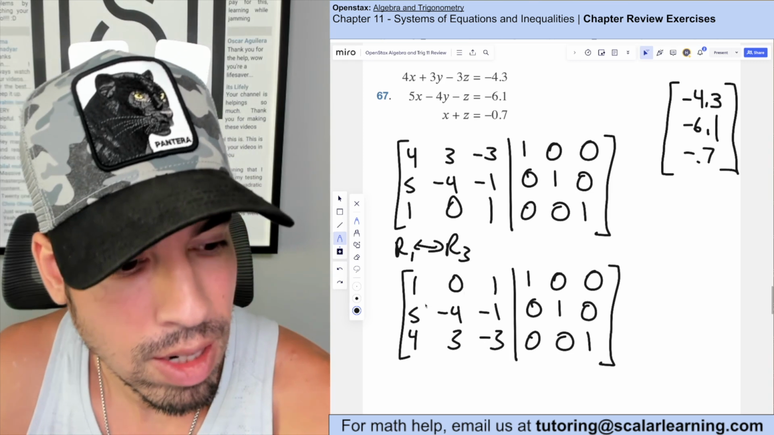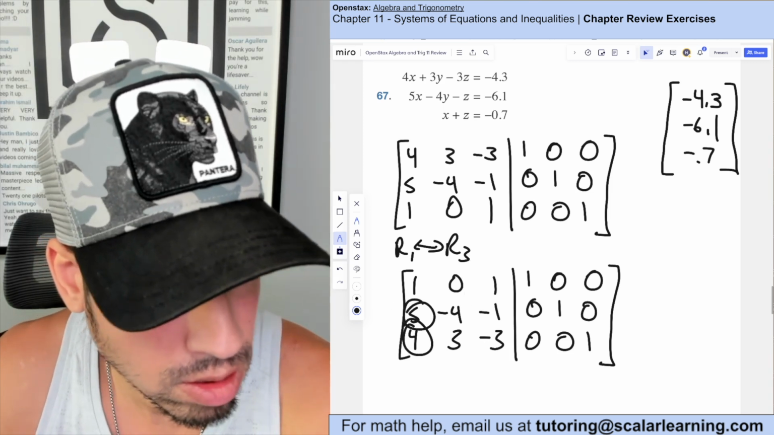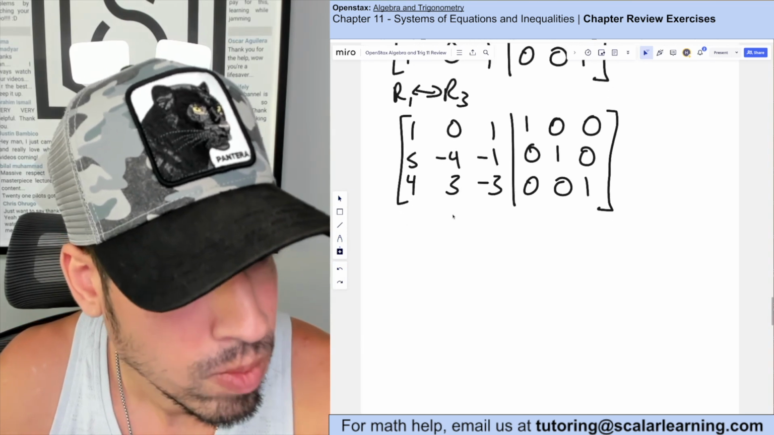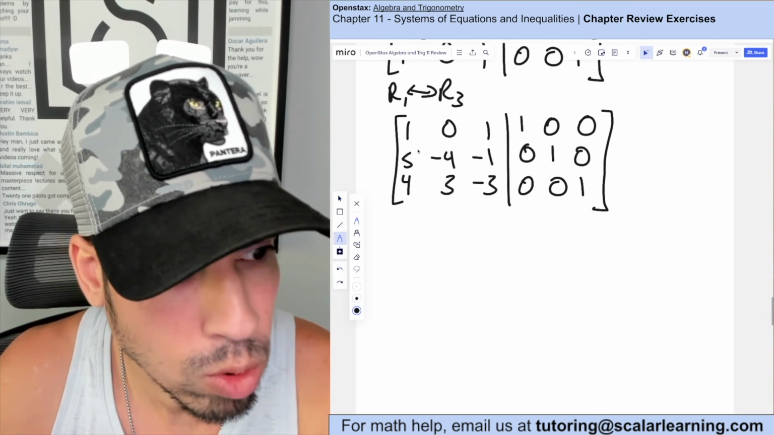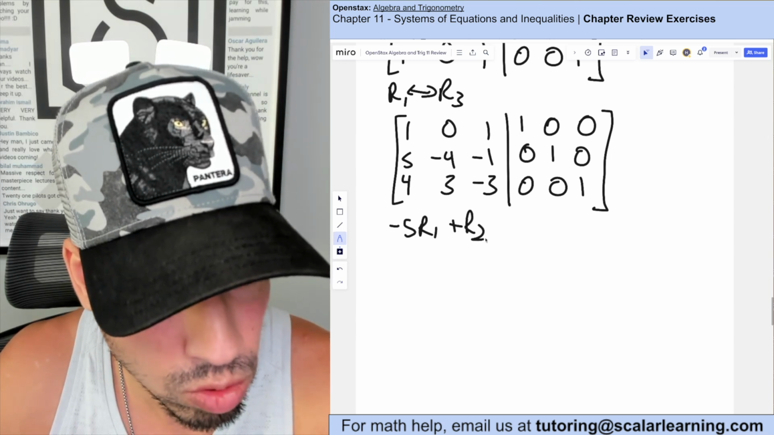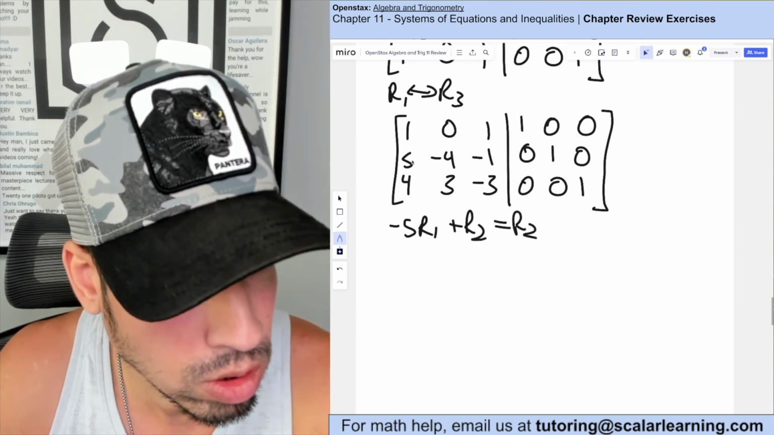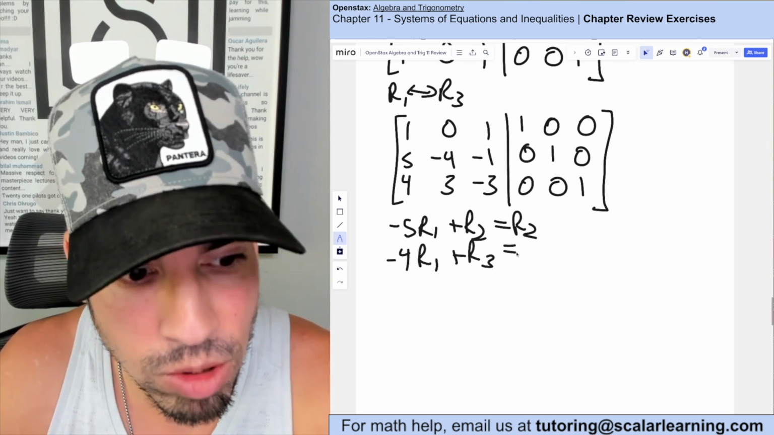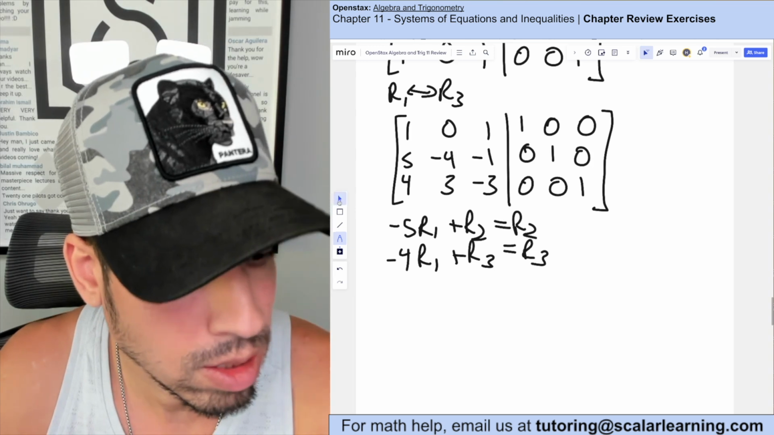Okay, next, I'd love to flip this and this to zeros. So we can do that kind of in one nice step here. What I'm going to do is multiply row 1 by negative 5, add it to row 2 to get a new row 2. And I'm also going to multiply it by negative 4 and add it to row 3. Again, I'm just saving space here by consolidating these steps.